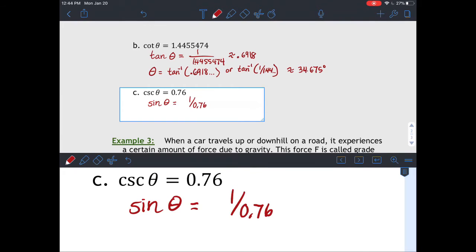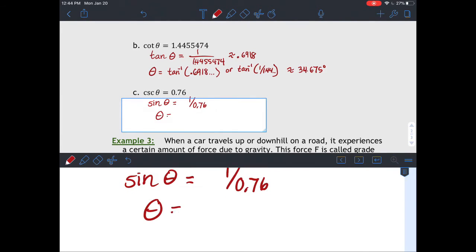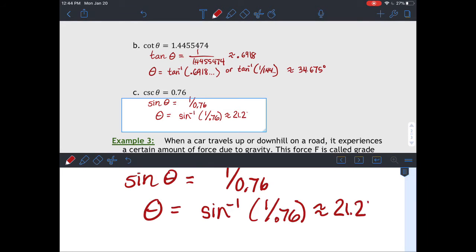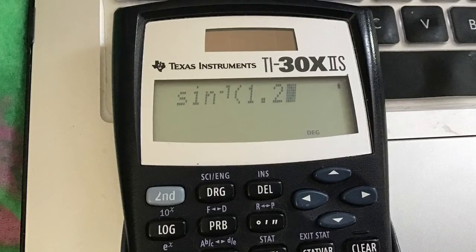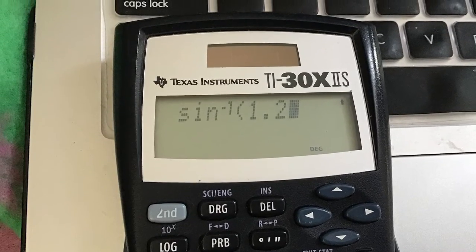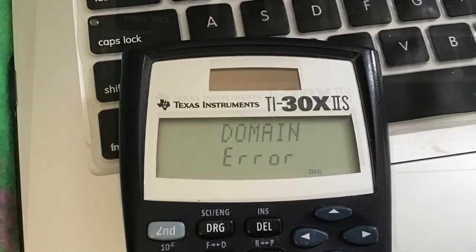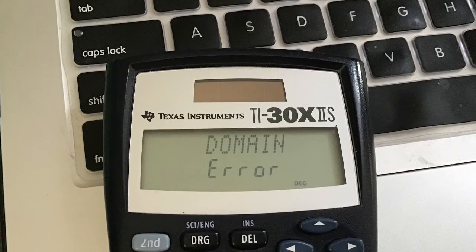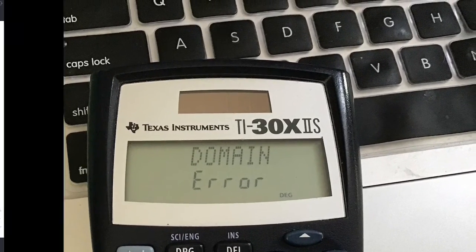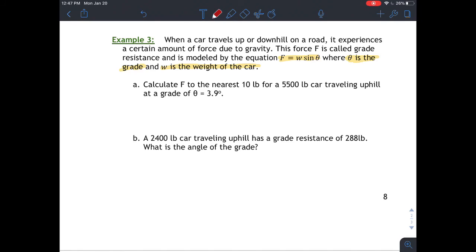So think about the fact that its tangent value is 1 over your cotangent value. Same with cosecant. Change it back to a sine value by doing 1 over your cosecant value, and then do arcsine of that sine value, and you'll get the angle measure to be 21.243 degrees. If you try to do something like arcsine of 1.2, you're going to get a domain error, because remember, sine values are always between negative and positive 1, so this would be no angle possible.